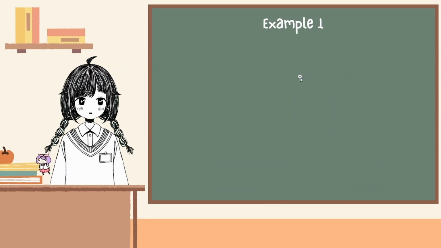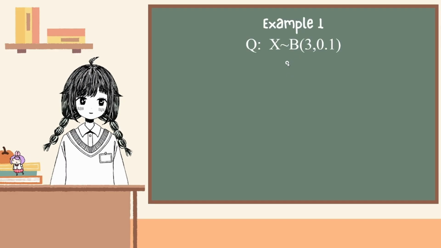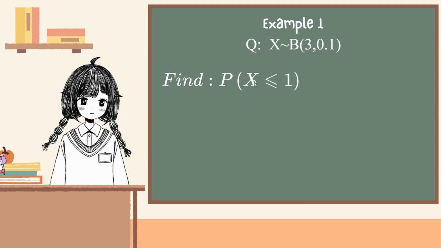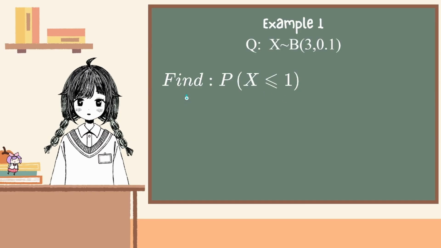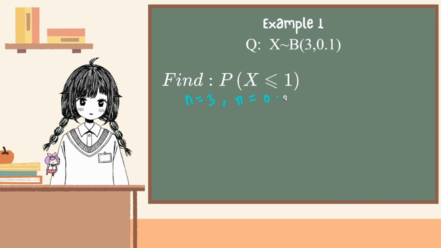So, let's apply what we learned. For example 1, we do a very straightforward question here. Find P(X less than or equal to 1). We extract the information first to make it easier to understand. N is 3, pi is 0.1. While we're at it, I'll show you how to read the stat table with the information provided.